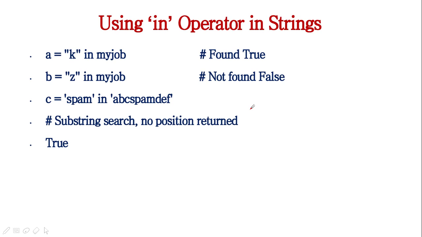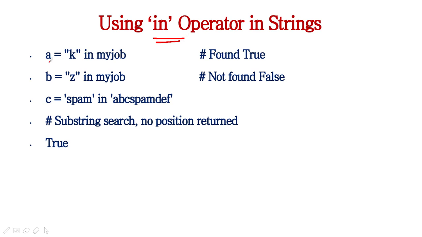So let us see the operators that are used with strings. Already we have seen that whatever is enclosed within double quotes or single quotes or triple quotes are considered as strings in Python. So the first operator that we are going to discuss is the in operator. The in operator can be used for checking whether a particular substring is present in a string or not.